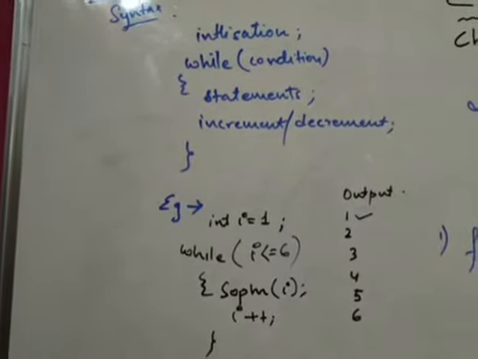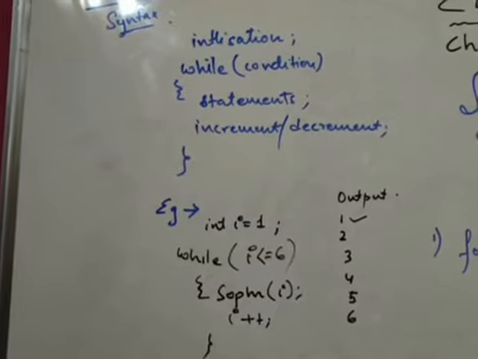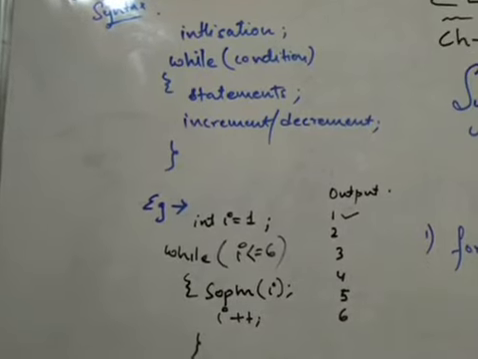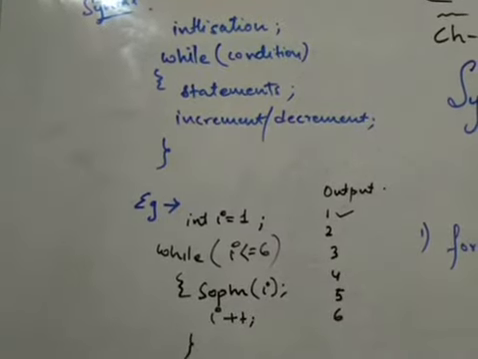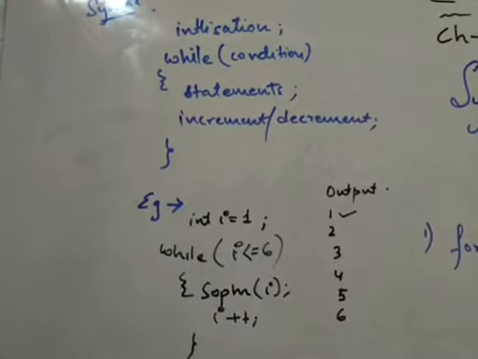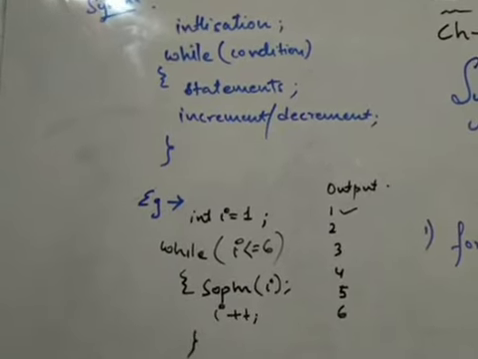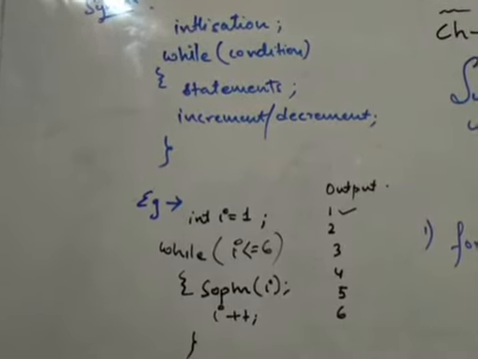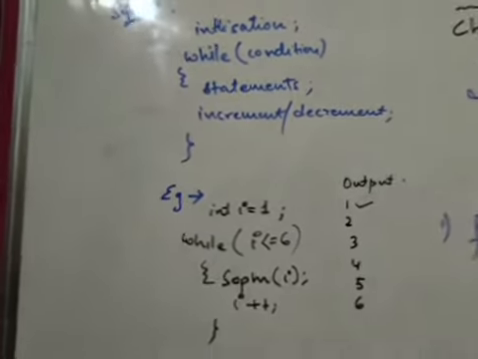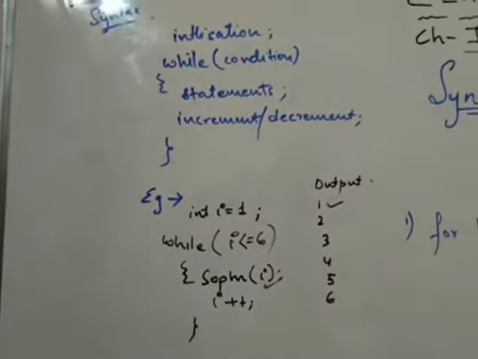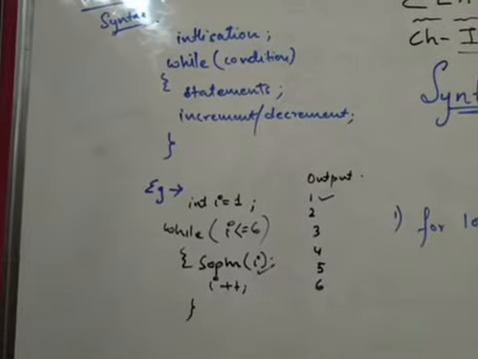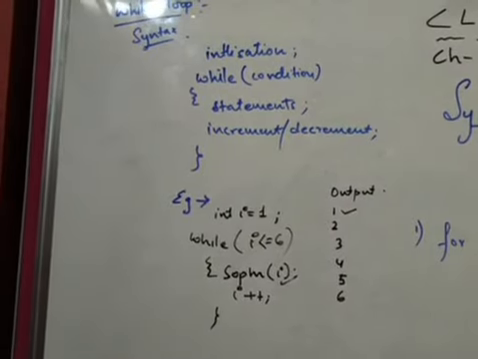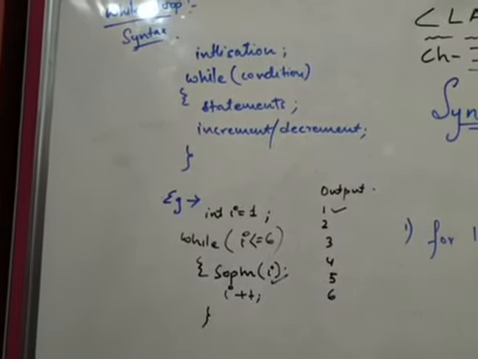Clear? So what is the initialization here in the example? int I equals 1 is the initialization step. I less than or equal to 6 is the condition. System.out.println(I) is the statement, and I plus plus here is the increment. Understood? I have written statements here, but it doesn't mean only one statement can be there. Here my one statement is System.out.println(I), but we can have more than one statement also. So this is an example of your while loop and its syntax.